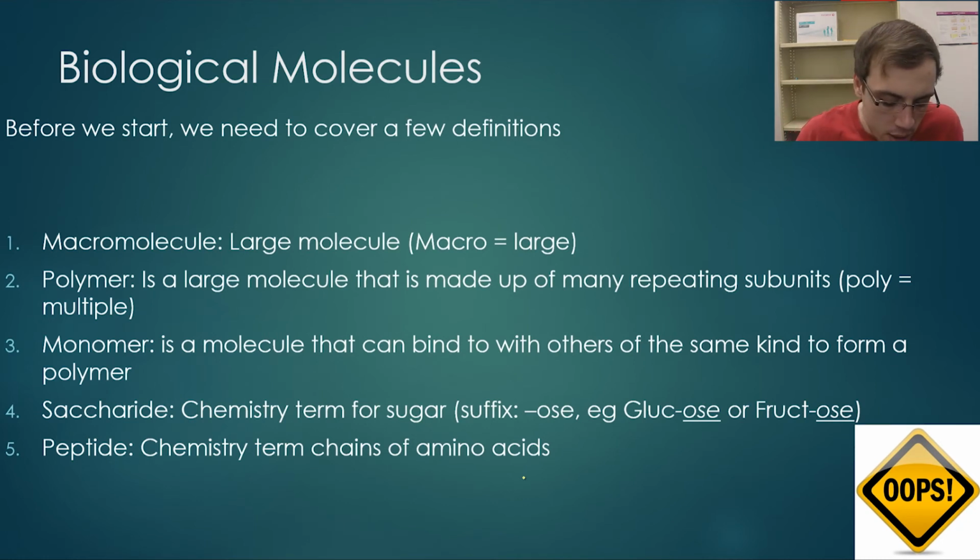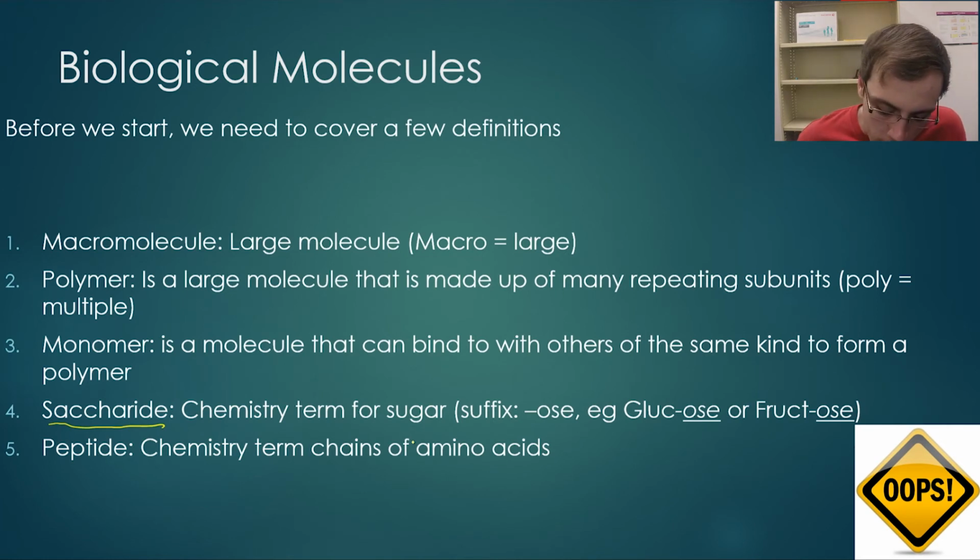Okay? If you see the term saccharide, saccharide is a very chemistry fancy term for saying sugar. So something referred to as a saccharide is a sugar. So if we have a polysaccharide, a polysaccharide is a long chain of sugars. And the last one is peptide. Peptide is just chemistry speak for a chain of amino acids. Amino acids are just the monomer for proteins.